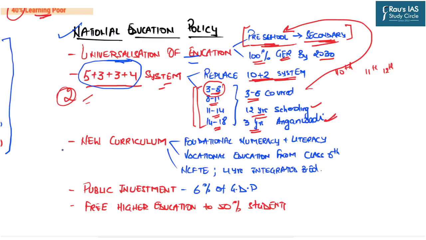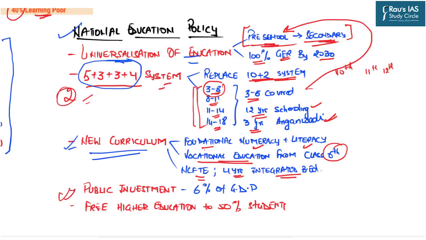Similarly, the next important component is the new curriculum. The new curriculum especially focuses on foundational numeracy as well as literacy skills. And in order to boost the skill development of our students, this education policy integrates vocational education with our formal schooling systems, and it starts vocational education from class 6th. And next is to boost the capability and capacity of our teachers. It strengthens the comprehensive framework for teacher education and lays down the eligibility criterion of a 4 year integrated B.Ed course for a teacher to teach in a school.